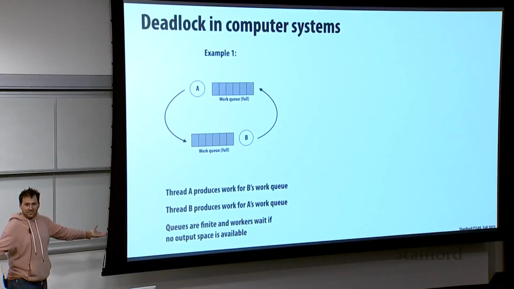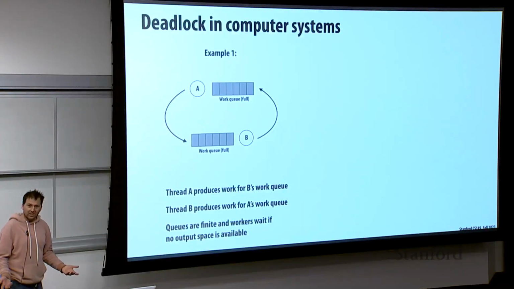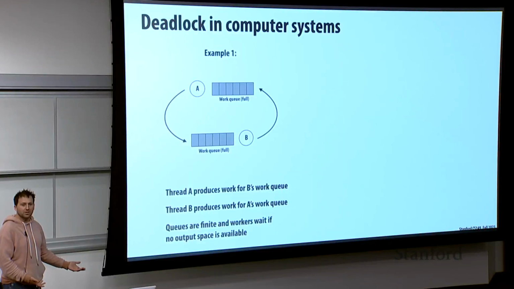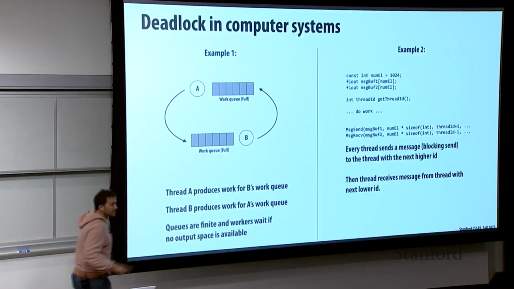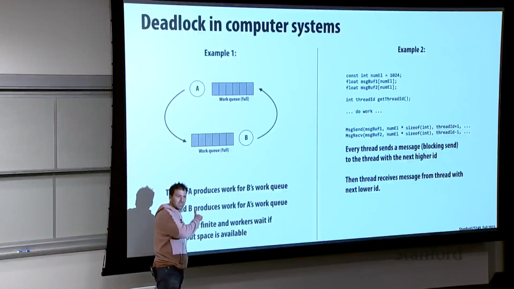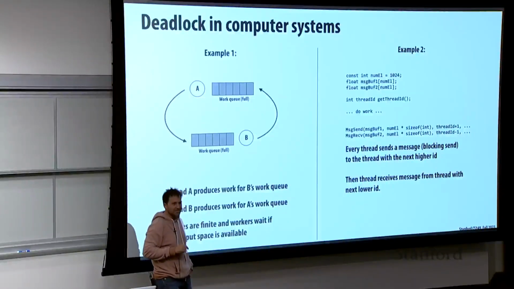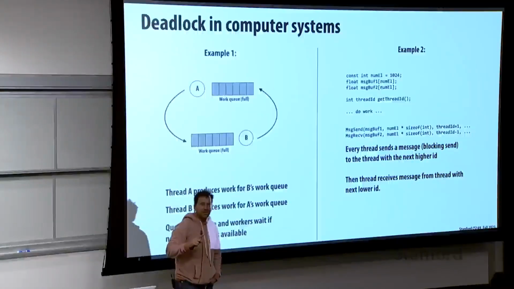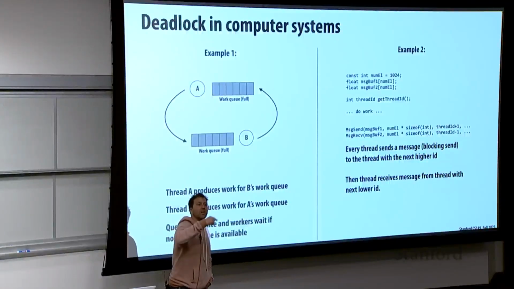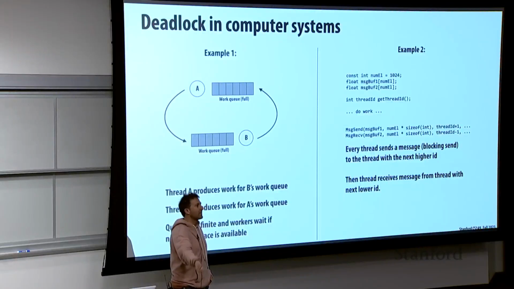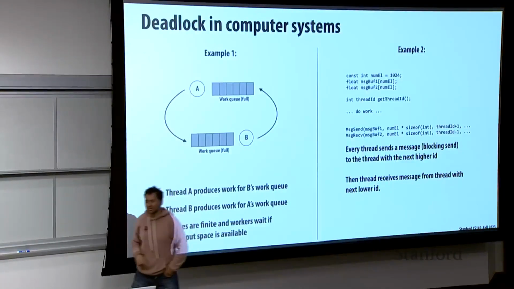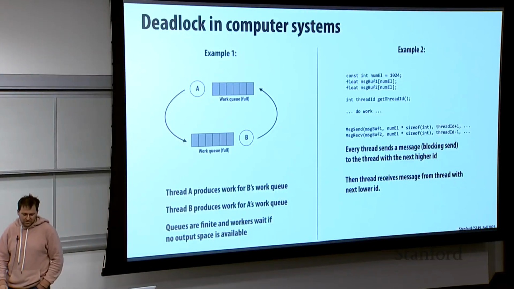So thread A doesn't drain its input, and it's waiting on B, but B can't make any progress because there's nowhere for B to put its output. That's an example. And the example of deadlock that we hit earlier in class is when we were talking about message passing. Remember I said there's this subtle bug in our original message passing code where everybody was going to send and wait for their message to be received, and then they would turn around and receive, right? And so that was an example of deadlock as well. Everybody was blocked on essentially the same call.